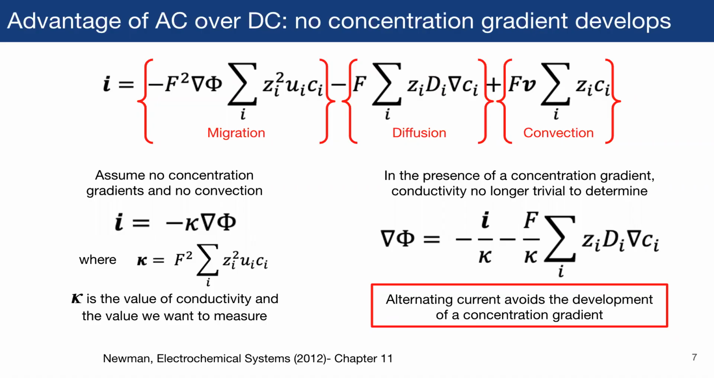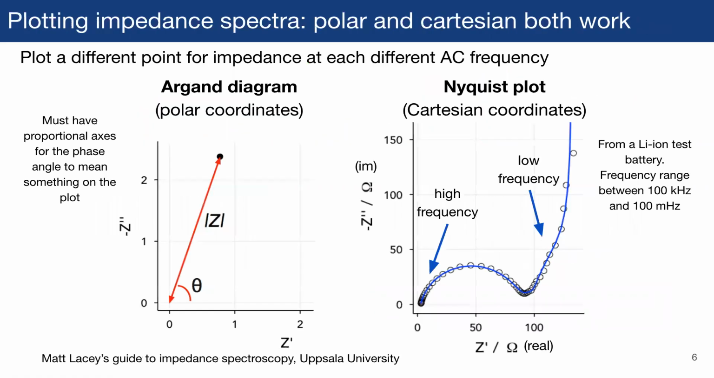Any other questions? Yeah, in what cases would you want to use an Argand diagram over a Nyquist plot? I would say rarely. The Nyquist plot is the standard in the literature. I think Argand diagrams were used in the early stages of EIS, but conventionally Nyquist plots dominate the field. Thanks. Yeah, no problem.